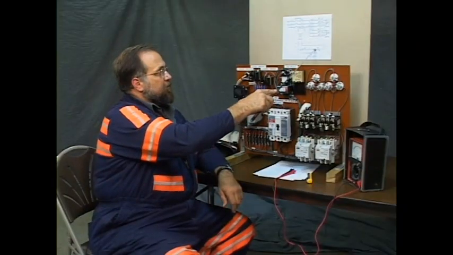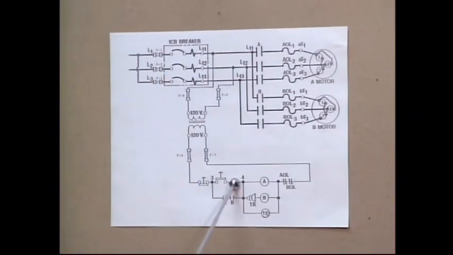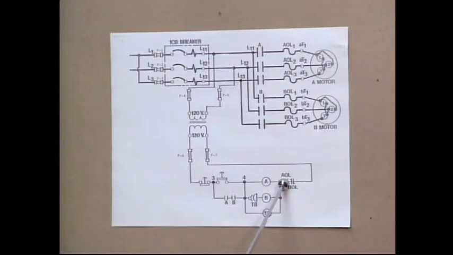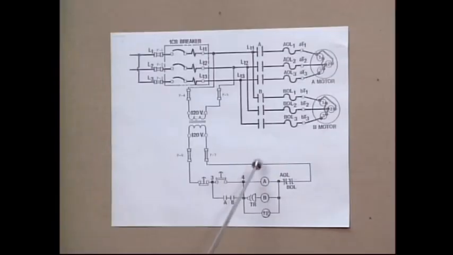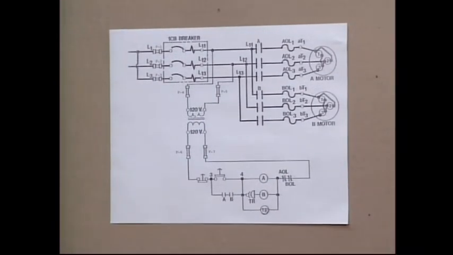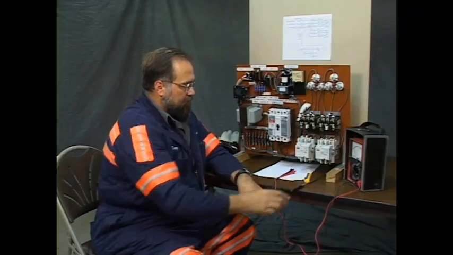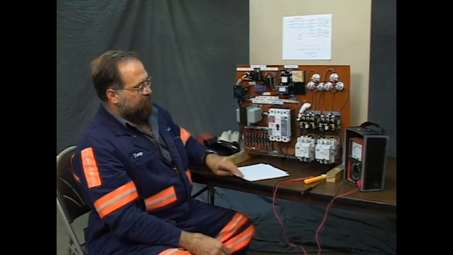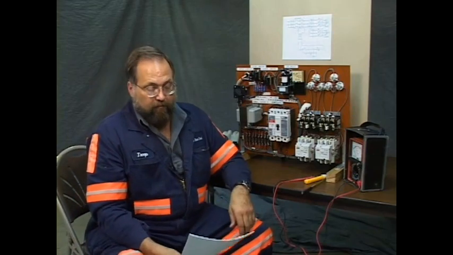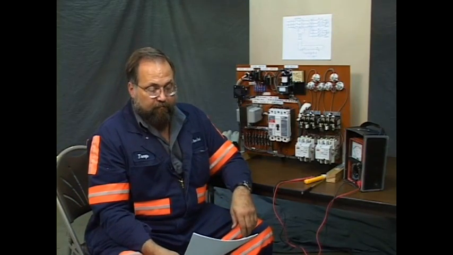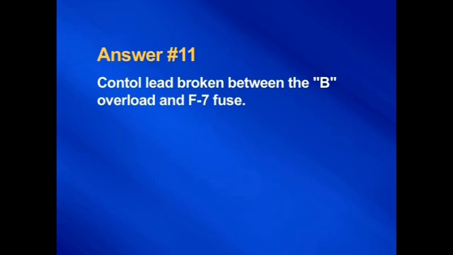But in order for this circuit to be complete, it not only has to have a path to the device, but it has to have a return from the device. That's where we're lacking. This wire is open. Our meter indicates a broken wire. To complete the exercise, the apprentice would have to, for his written answer, list control lead broken between return side of BOL and load side of F7 fuse.